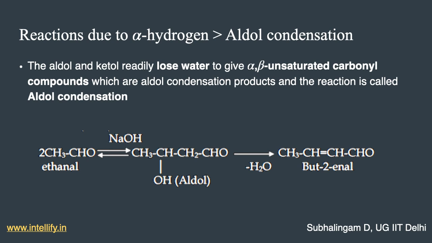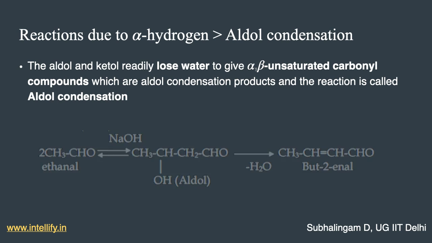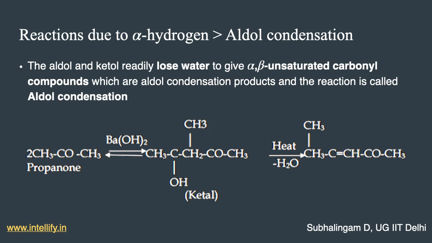We got an aldol, and when this aldol loses water, we get butenal, that is CH3 CH double bond CH CHO. Similarly, propanone with barium hydroxide gives a ketol, and when we heat that again, we get an alpha beta unsaturated carbonyl compound. So how do we write these condensation products easily?